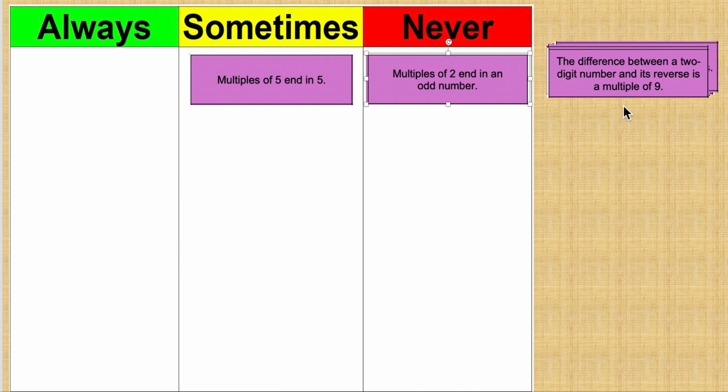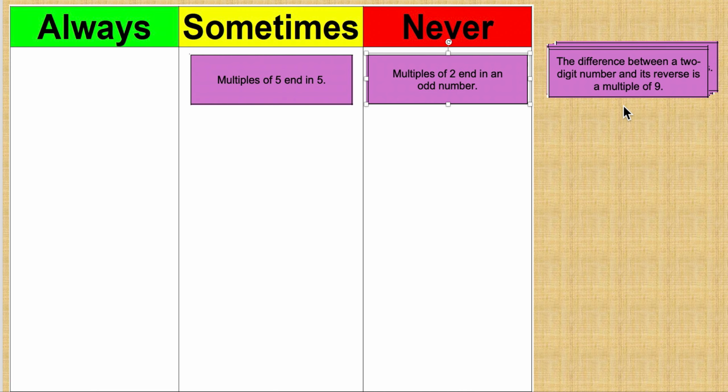So examples like 72. The reverse of 72 is 27. If I take 27 away from 72, I get 45, which is a multiple of 9. Let's try 91 and take away 19, which is the reverse, and that's 72. Well, 72 is a multiple of 9.